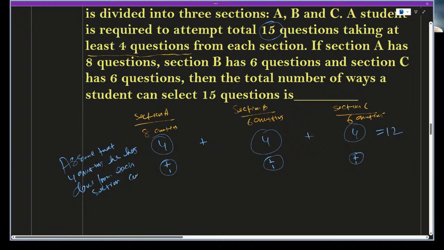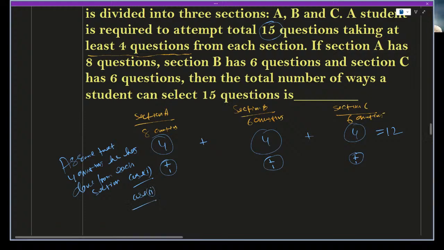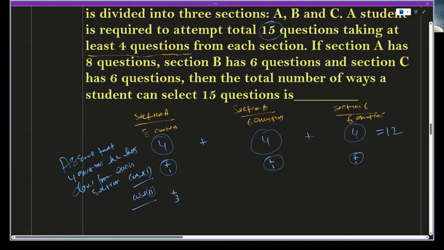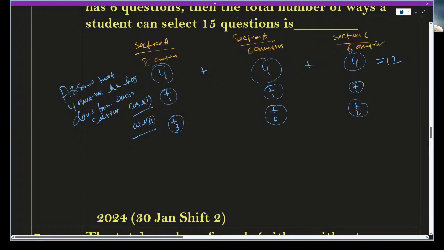This is case 1. Case 2 is what? Maybe plus 3 here, plus 0 here. This is also 15 done. Case 3, this may be plus 2, plus 1, plus 0. Isn't it? No other cases are there.